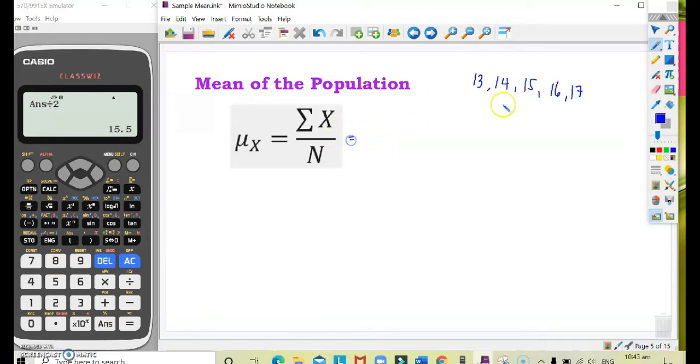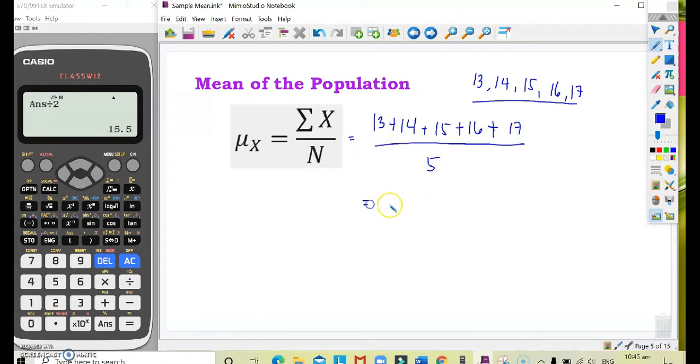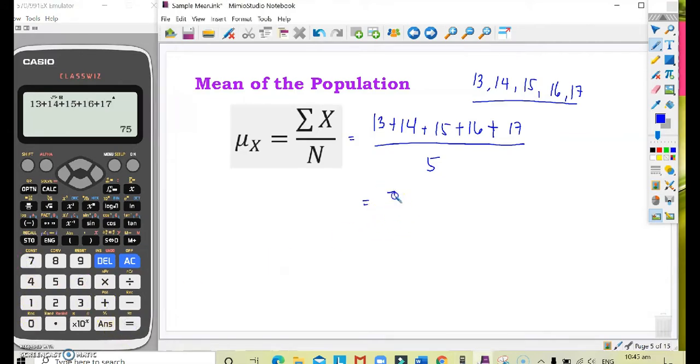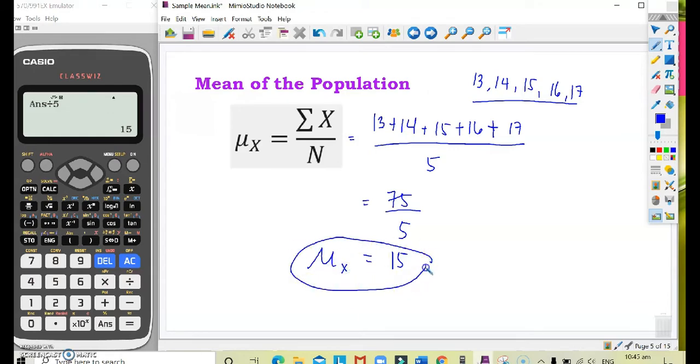To get the mean, we add everything. We add all these values, so that means 13 plus 14 plus 15. Since we are adding 5 items, we divide this by 5 to get the mean of the population. Okay, so that would be 13 plus 14 plus 15 plus 16 plus 17, and the answer is 75. Divided by 5, that would be equal to 15. So the mean of the population is 15. Let's take note of that.